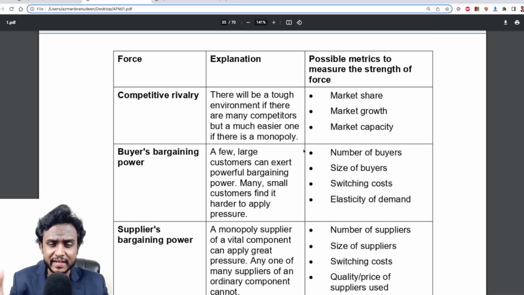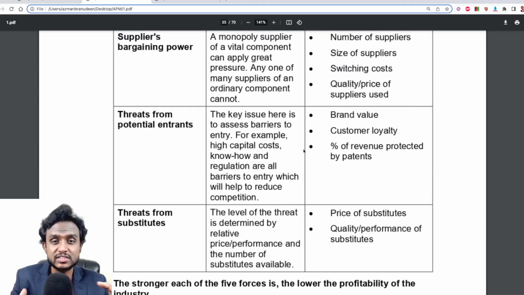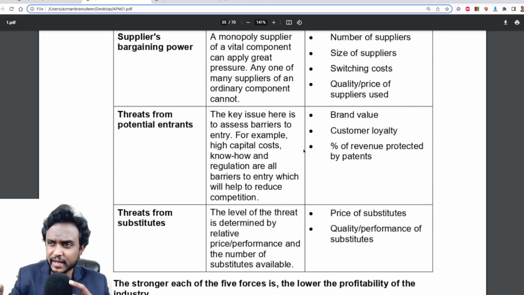You could be, in an industry, a really stagnant player, and there could be a situation where a new entrant, very powerful, maybe backed by someone like Adani or Tata or Elon Musk, is entering your industry, right? So in that case, if you look at something like threat from potential new entrants, you're looking at brand value, customer loyalty, recognition, percentage of revenue protected by patents, etc. But what you're looking at is the positioning of this new entrant.